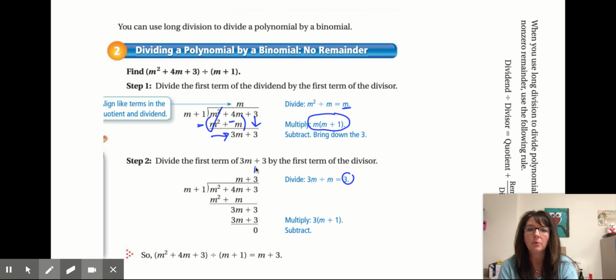So we're going to put that right there above the like term, and then take 3 times m plus 1, and 3 times m to get 3m and 3, and we're subtracting. Basically, it means we have to subtract 3m and we have to subtract 3. Both of them are going to cancel out. We have a remainder of 0. So this becomes our quotient, and we're done, right? So this is our quotient.